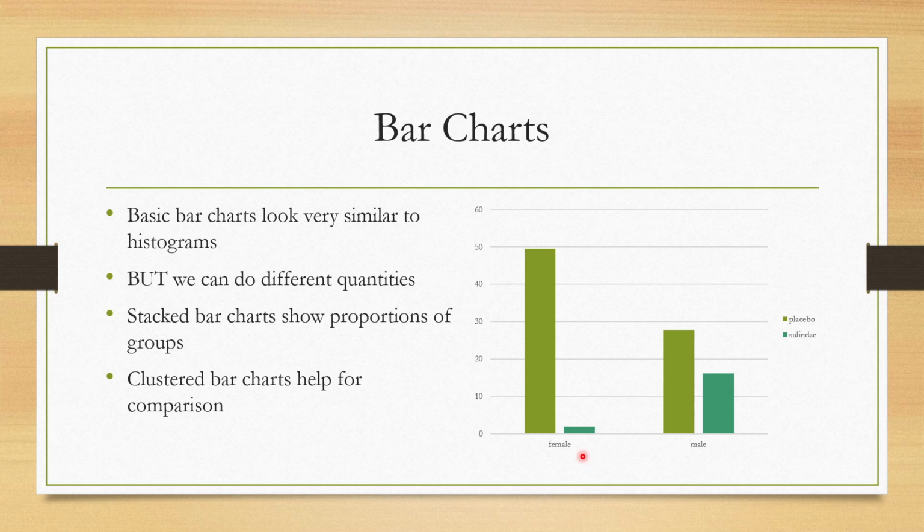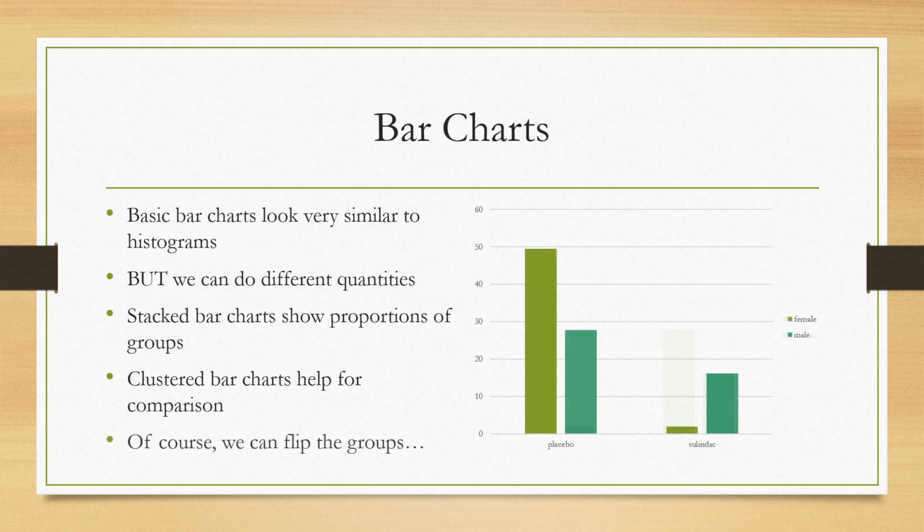We can also switch the groupings. If I wanted to highlight comparisons between males and females, I can switch which variable is on which axis. So I can make male and female my colors and placebo and drug my x-axis. Let's do that here. Now I get a different comparison. Within the placebo group, females have more polyps than males on average. But within the drug group, females have fewer polyps than males on average.